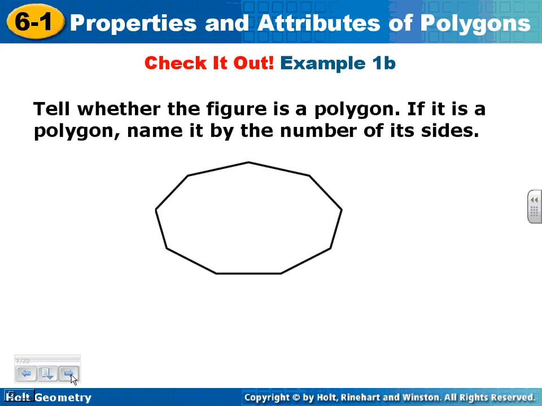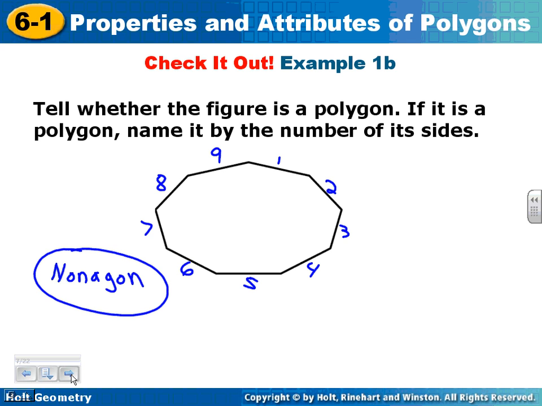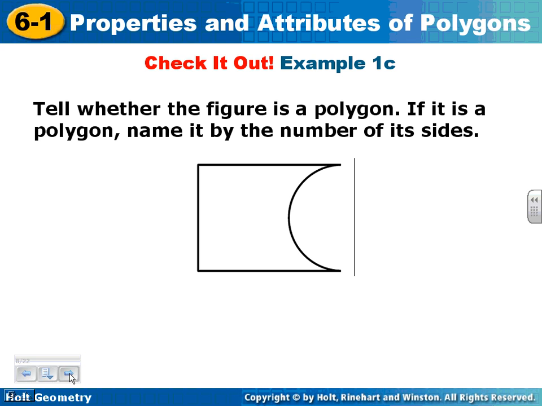This next one, everything is straight, it's closed. Yes, it is. Let's number our sides. 1, 2, 3, 4, 5, 6, 7, 8, 9 sides. 9 sides on our list is a nonagon. So it's a polygon, and the more specific name is nonagon. The next one we have this curve again. So no, it is not a polygon.